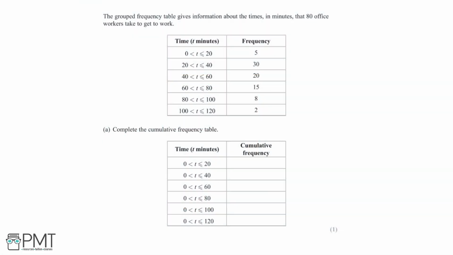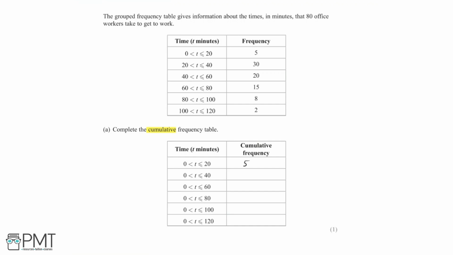In this question, the group frequency table gives information about the times in minutes that 80 office workers take to get to work. And in part A, we need to complete the cumulative frequency table. Now, cumulative frequency means that we add the frequencies as we go down the table. So it's an accumulation of all of the frequencies. And so between 0 and 20, we start with the same frequency of 5.